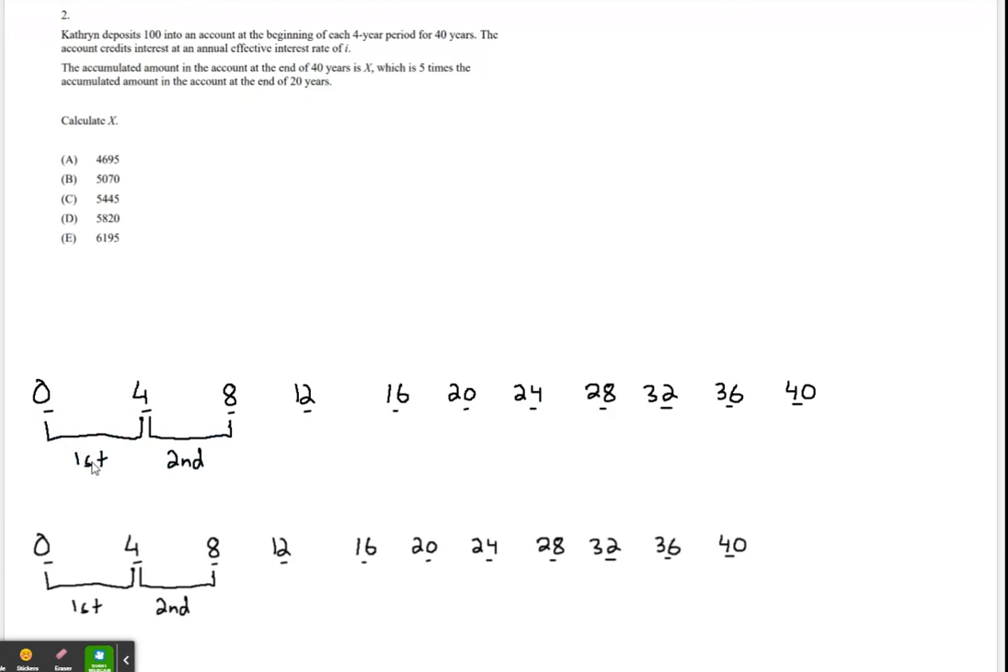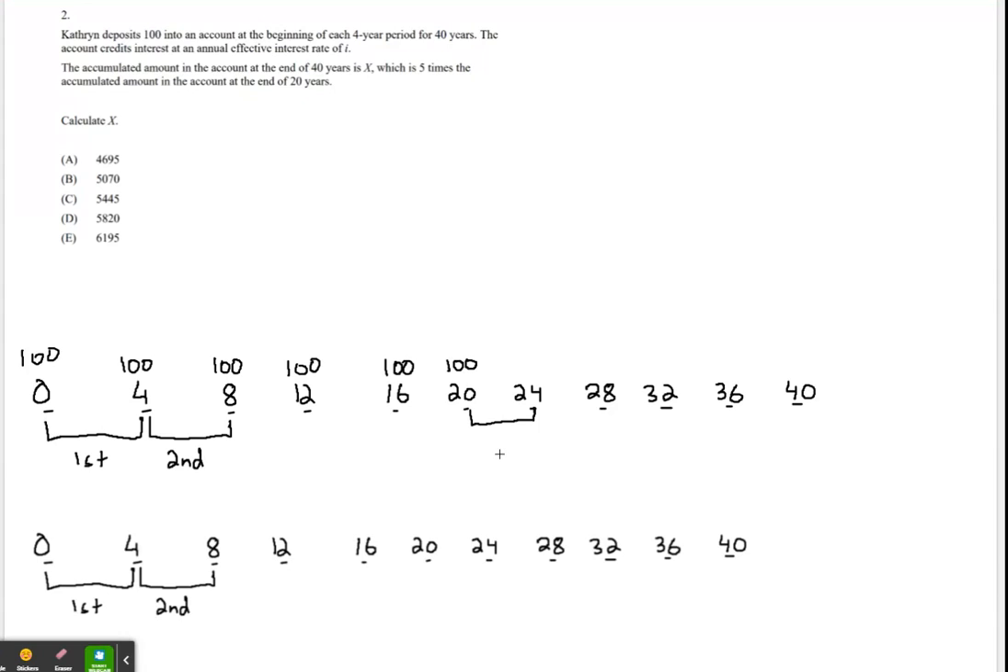This represents the first 4-year period, the second 4-year period. So what is the accumulated amount at the end of 20 years? She's going to put 100 in right here, here, here, here, and here. Now, we're not going to include this, and all of these are going to accumulate to the end of 20 years. I'm not going to include this 100 right here because that would be at the beginning of this third, fourth, fifth, sixth four-year period.